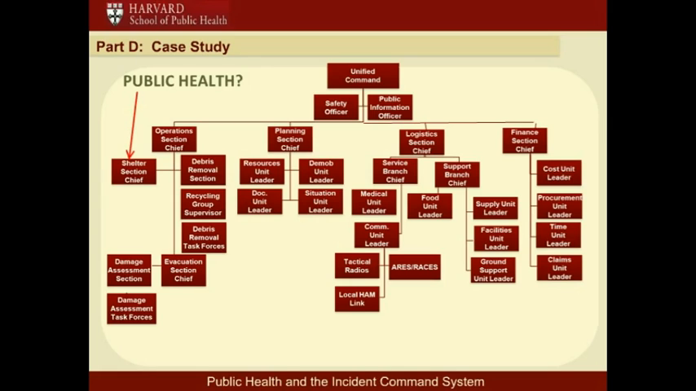Starting in the operations section, a key member of the public health staff has been designated as the shelter section chief. This team member will be responsible for the operation of the community emergency shelter that will provide food, water, and a safe place to rest for those individuals whose property is damaged and no longer have a place to call home.